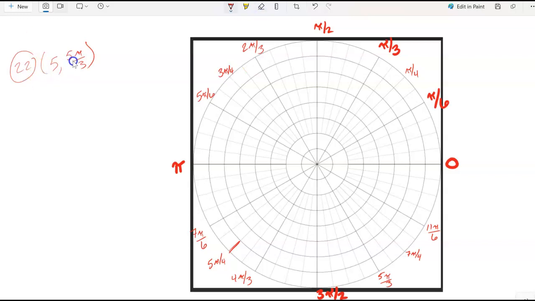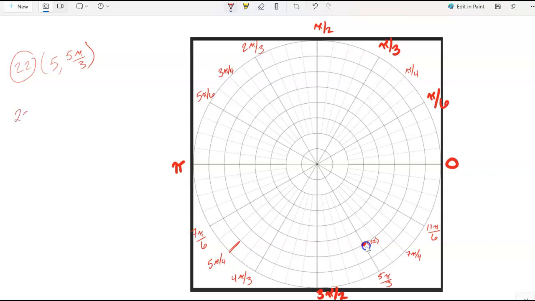So that first point is (5, 5 pi over 3). You always start with theta. So 5 pi over 3 is down here. So my angle is going this way. This is my terminal side. And because r is positive, we're going to move along that terminal side 5 units. Here's 1, 2, 3, 4, and 5. So there's the point (5, 5 pi over 3). This is problem 22.